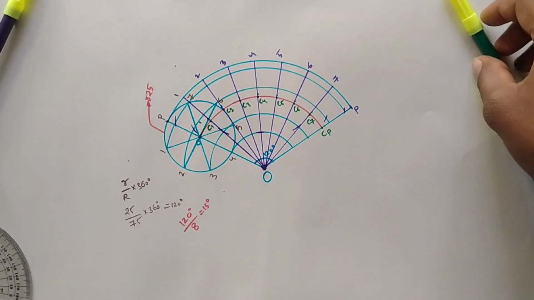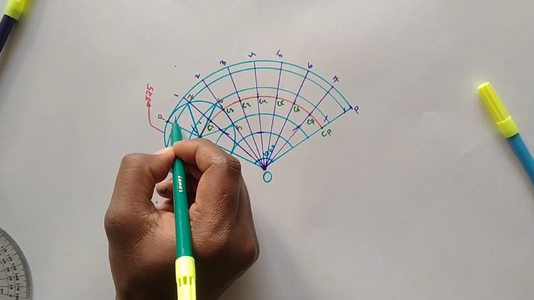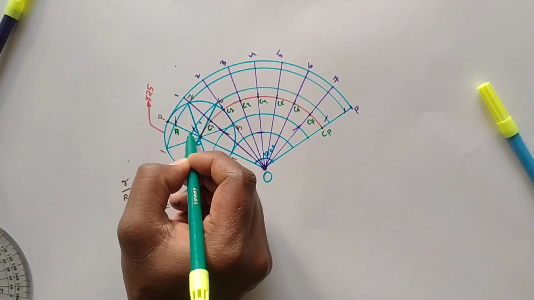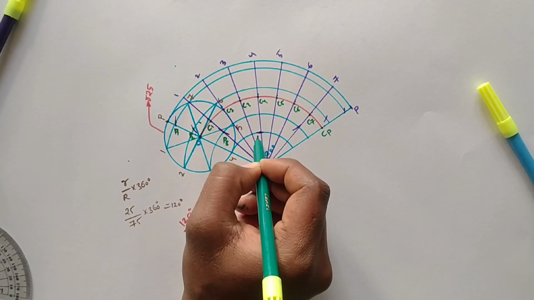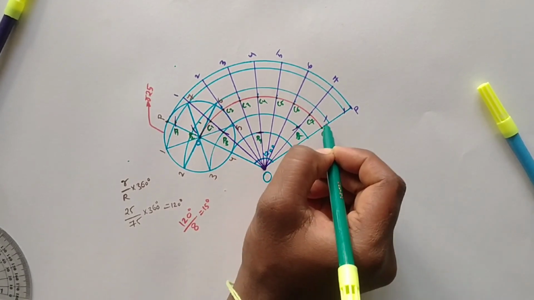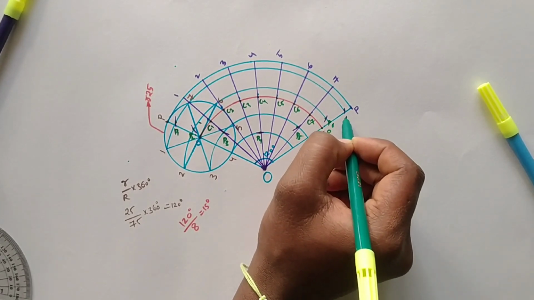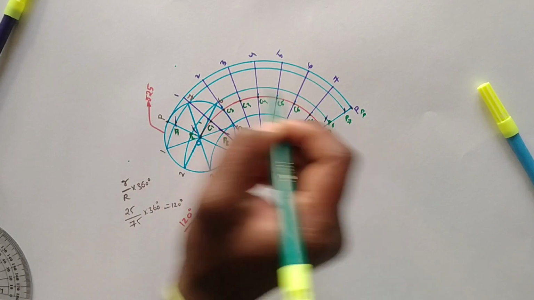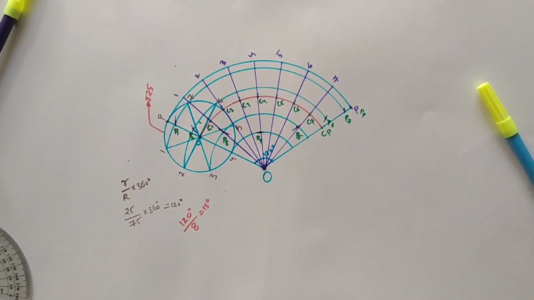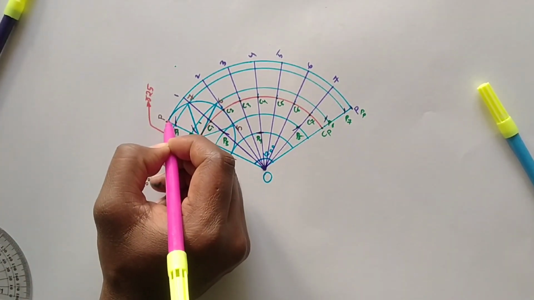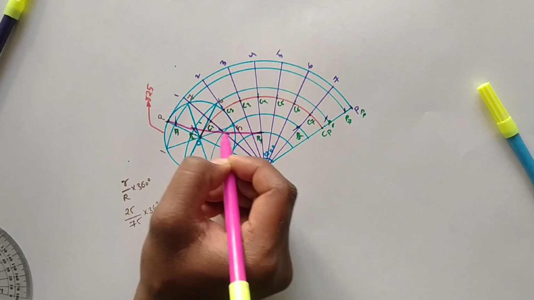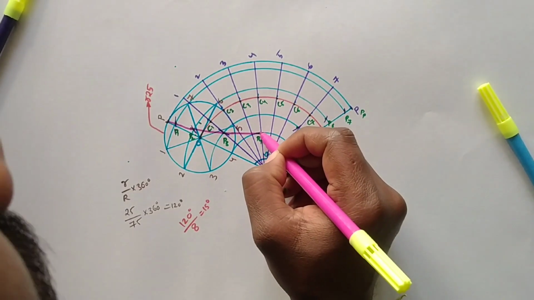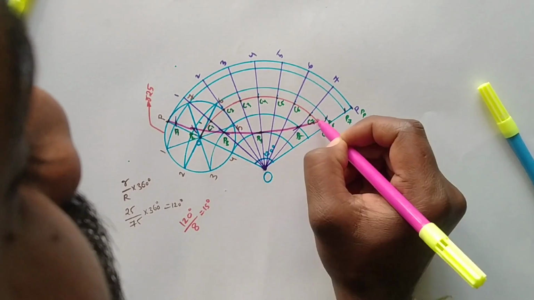Next, label the intersection points: this is P1, this is P2, this is P3, this is P4, this is P5, this is P6, this is P7, and this is P. Next, draw a curve passing through these intersection points from P. You will get the locus of point P.